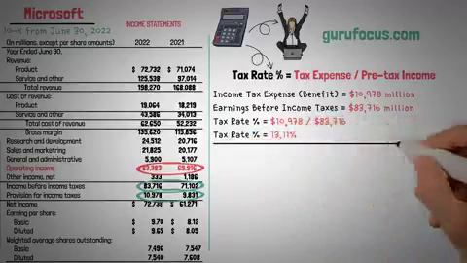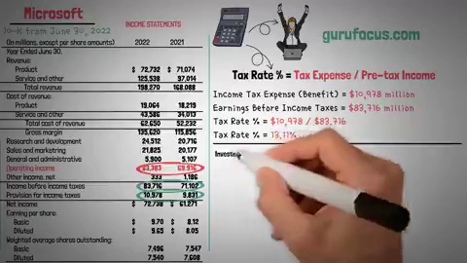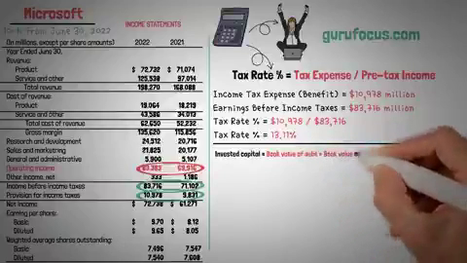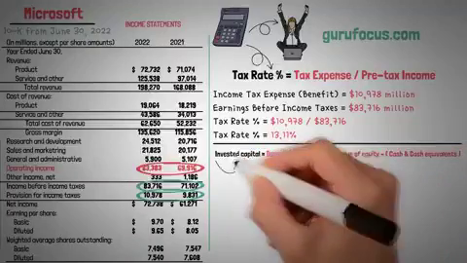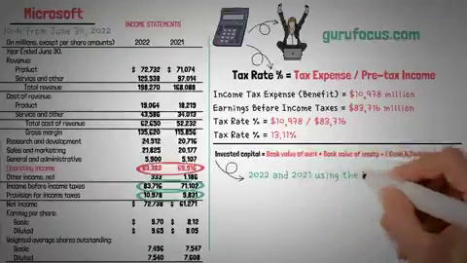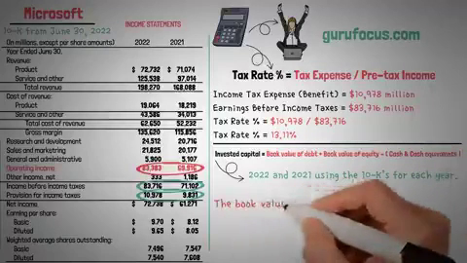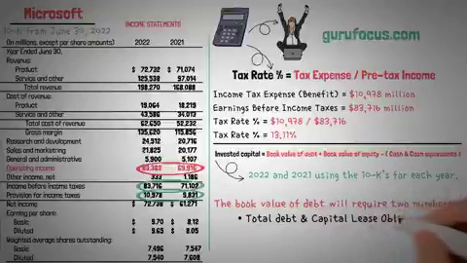Okay, now we need to determine our average invested capital. The formula for this will be invested capital equals book value of debt plus book value of equity minus cash and cash equivalents. We do the above calculation for the end of 2022 and 2021 using the 10Ks for each year. The book value of debt will require 2 numbers: total debt and capital lease obligation, minority interest.